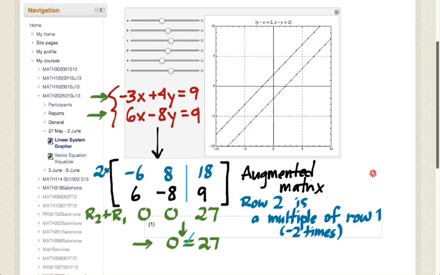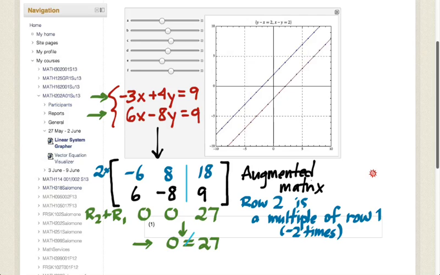And since we cannot accept the premise that 0 is equal to 27, we cannot, therefore, accept the premise that there exists an x and a y that solve both of these equations initially. Right? In other words, if this first statement is true, then this second statement must also be true. But the second statement is not true. Therefore, the first statement cannot have been true.